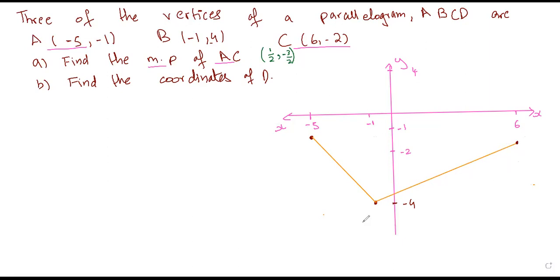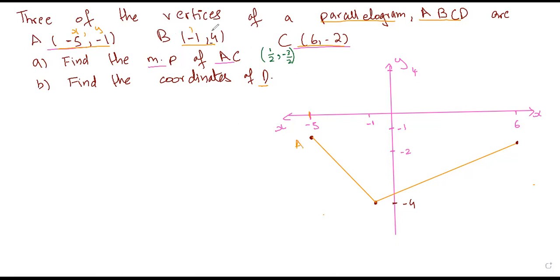Okay, sure, I can. So we know that this is a parallelogram, ABCD. A point has these coordinates, B point has these coordinates, and C point has these coordinates, right? We are interested in finding out the coordinates of D. If A has -5 and -1, this is the x coordinate, this is the y coordinate.